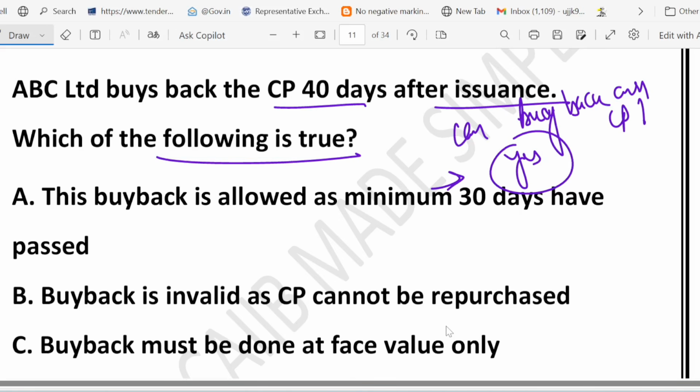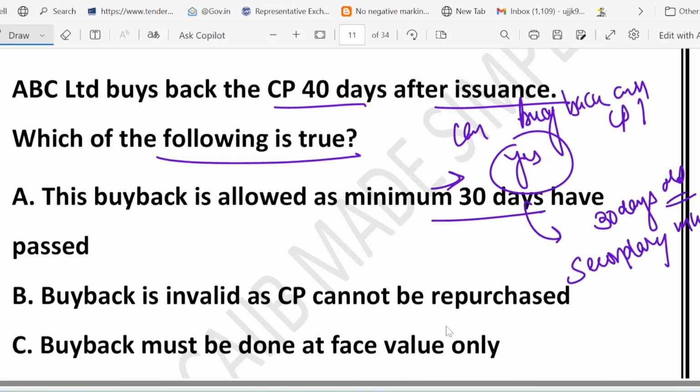The condition is that the commercial paper must be at least 30 days old. And the buyback should happen through the secondary market. This is the other condition: it should happen through the secondary market, not privately. So these two conditions must be fulfilled. First, CP must be at least 30 days old, and second, the buyback must happen through the secondary market, not privately.